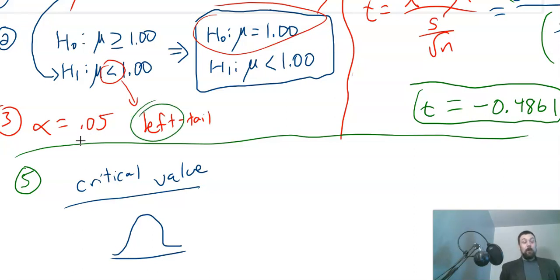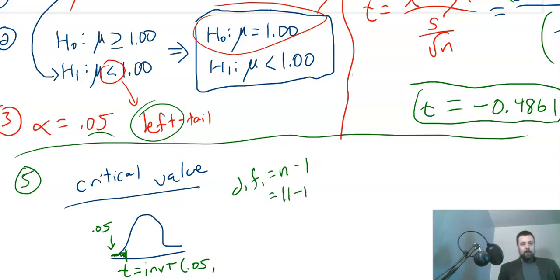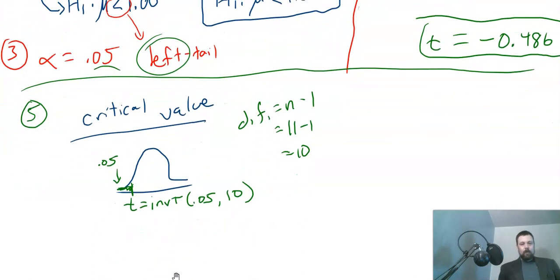It's a left tail test, so all of the alpha goes into the left tail. We don't have to divide it in 2. So 0.05 all into the left tail. We want to find the t-value that corresponds to that area. We'll do that using inverse t. The area to the left is 0.05. The degrees of freedom in this case is n-1, which is 11 minus 1, which is 10. So my degrees of freedom is 10. And so as my critical value, it's the only one, inverse t, 0.05, comma 10.